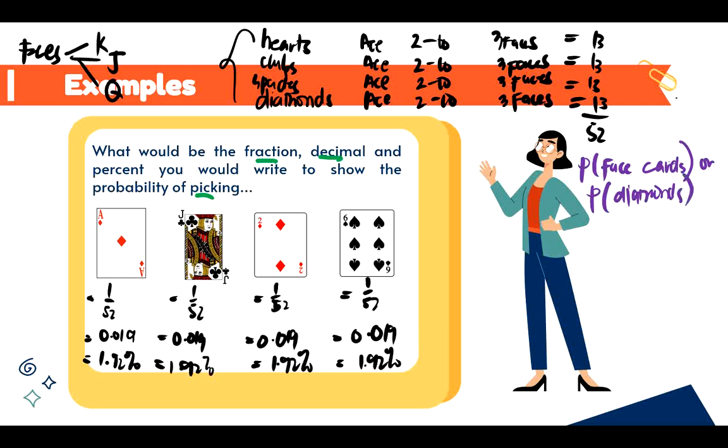Okay? We know that we have 3 face cards for each type of card. If it is 3 for each type and we have 4 types of cards, then we have 12 faces out of 52. This is our total outcome. So we have 12/52 for face cards. For diamonds, we know that diamonds has an ace, numbers 2 to 10, and 3 faces.